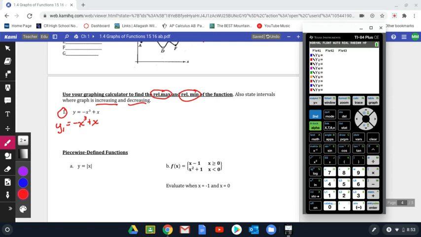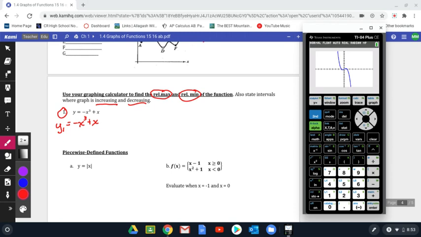So we're going to go into y equals, we're going to enter negative x raised to the third, and then plus x. Oh, I missed my plus sign. This is just great. Come on, go back. All right, plus x. Okay, I'm going to do zoom 6. I'm going to graph it.